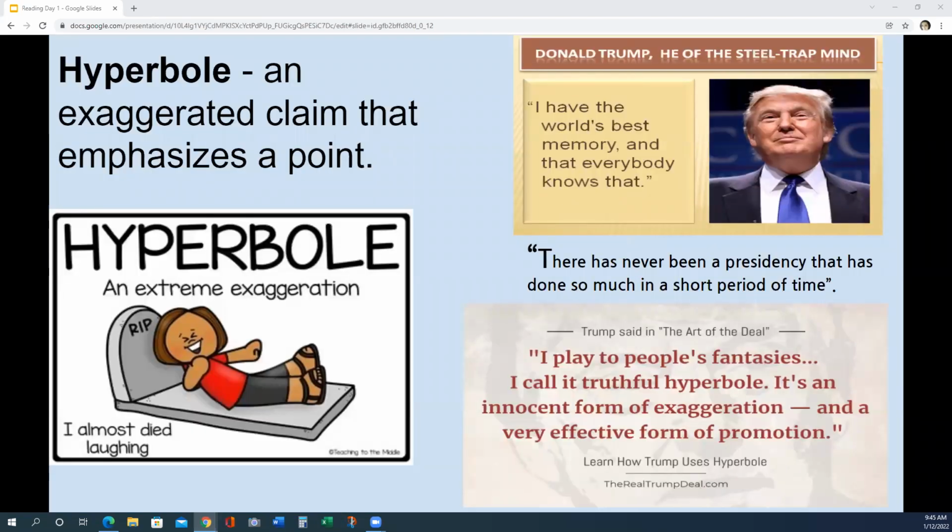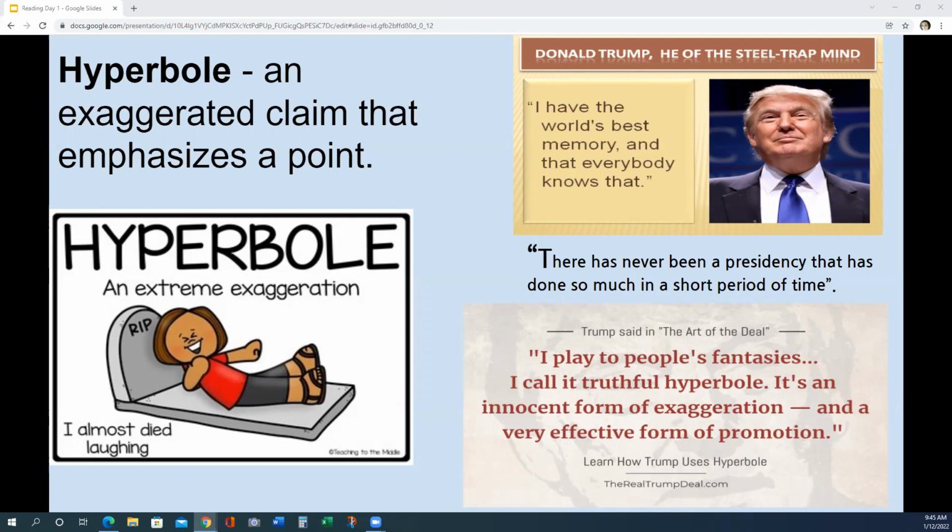Okay, let's talk about hyperboles. This is a funny word. A hyperbole is an exaggerated claim that emphasizes a point. For example, I almost died laughing. Well, that's an extreme exaggeration, but you're trying to get the point across when you say that it was hilarious. Nobody is actually probably going to die from laughing. I mean, never say never. I guess it could happen, but most likely that's not going to happen. That's just an exaggeration to describe the funniness of something.